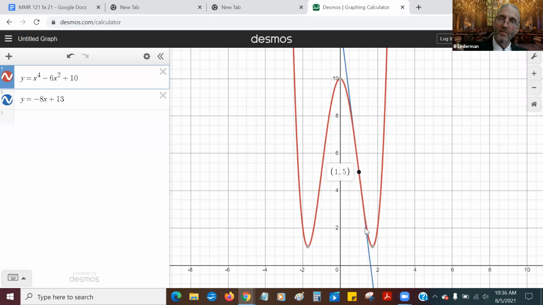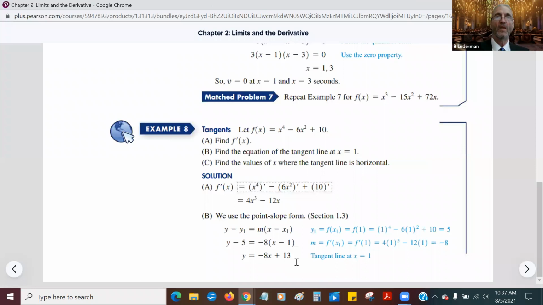Which makes sense. As I'm coming from this side, the tangent goes that way, and coming from that side, the tangent goes that way. We're going to get into this stuff more in future sections, but I just want to point this out. Okay, let's go back. So let's go on to the next thing.